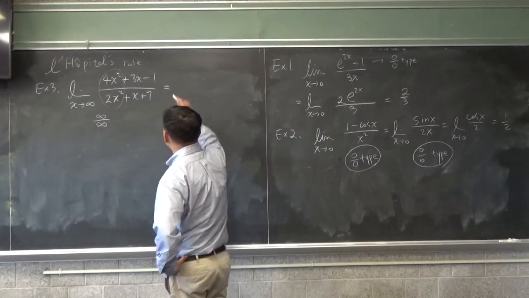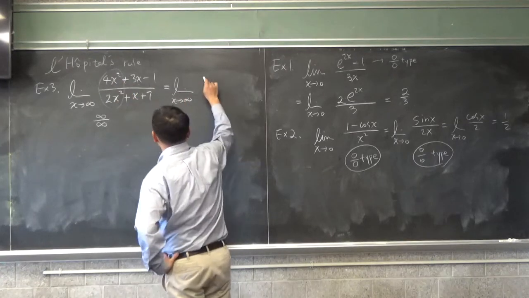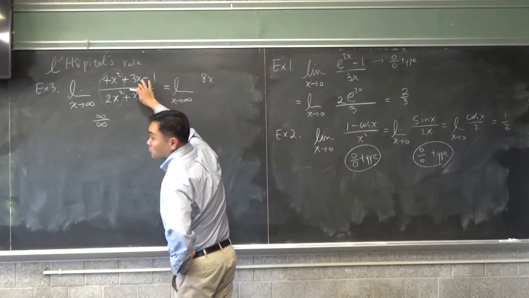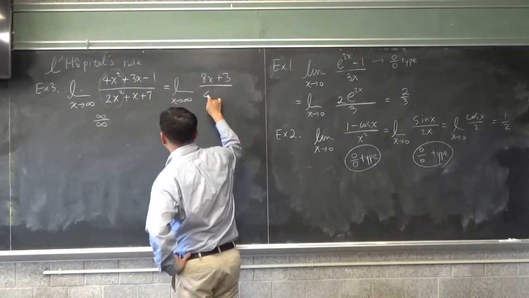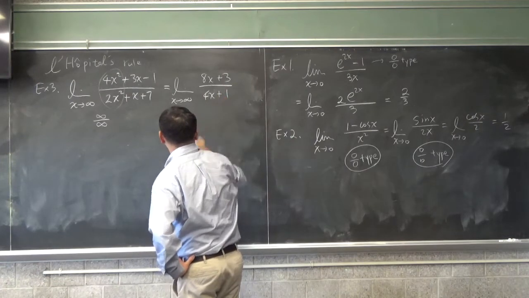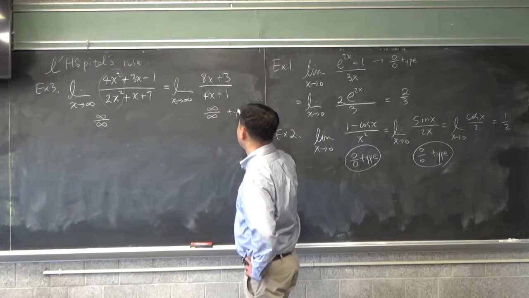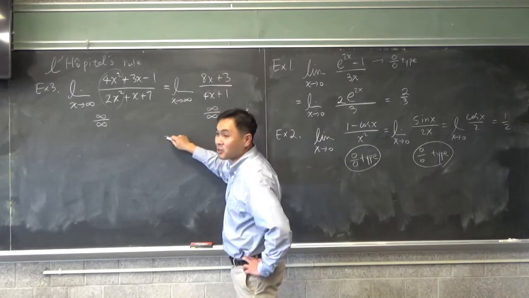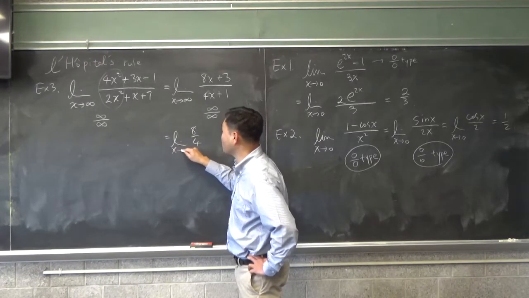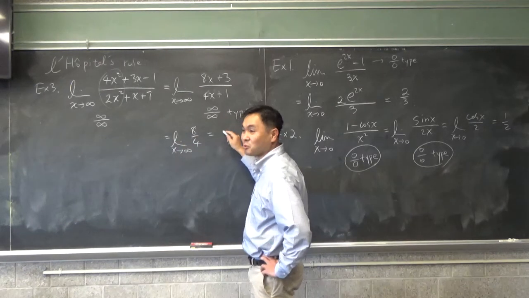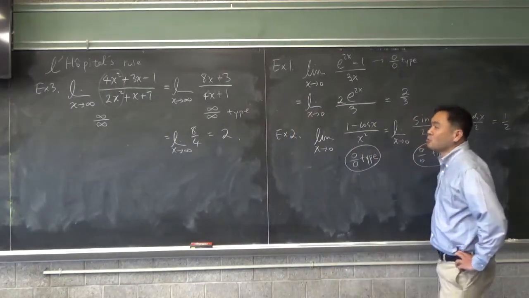So you can use the L'Hopital's and say derivative of 4x squared is 8x, derivative of 3x is 3, and this will be 4x plus 1. It's still infinity over infinity type. So you differentiate top and bottom again, you get 8 over 4, limit x going to infinity, but then this is just 8 over 4, which is 2. Done. So you can use L'Hopital that way.